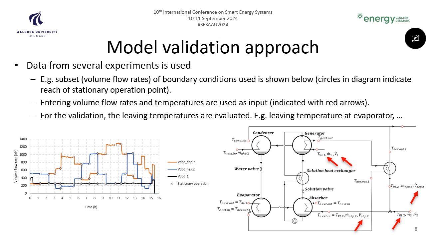For the validation work, we use data from several experiments, the ones I mentioned before that we have done in the lab. Here, just to mention, we have a volume flow rate. These are used as input variables for the model. We also use, of course, the temperatures entering the generator and the absorber, primary and secondary side. For the validation, we look at the temperatures, mainly temperatures leaving the main heat exchangers, the condenser, evaporator, and so on.